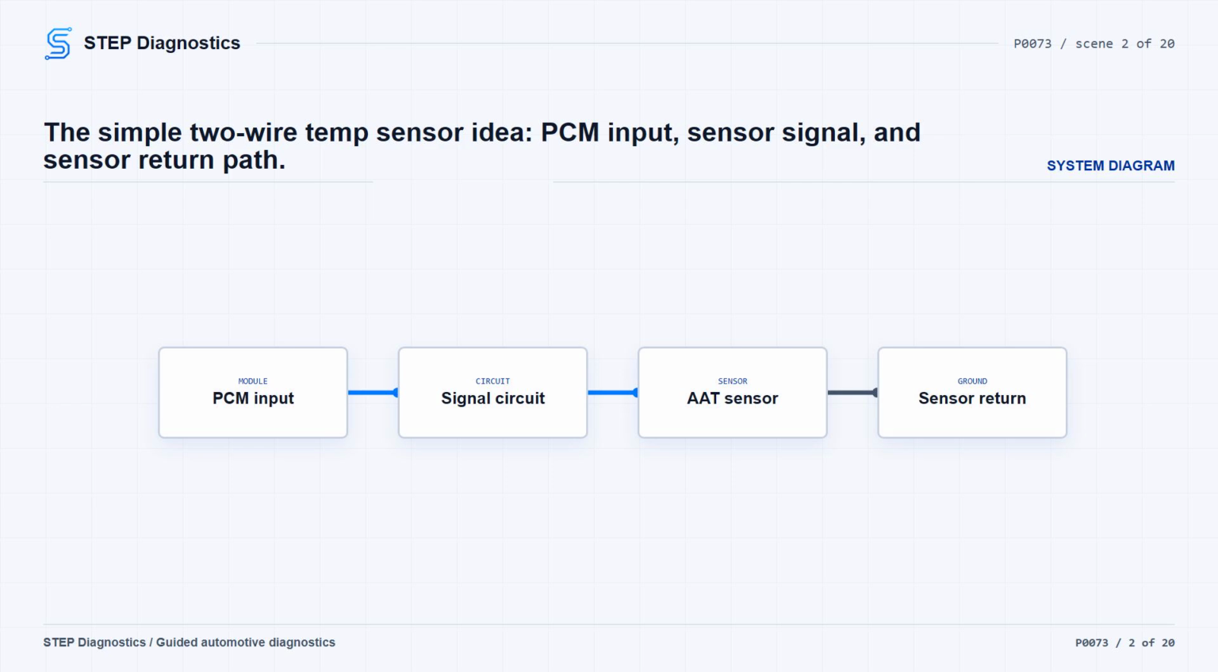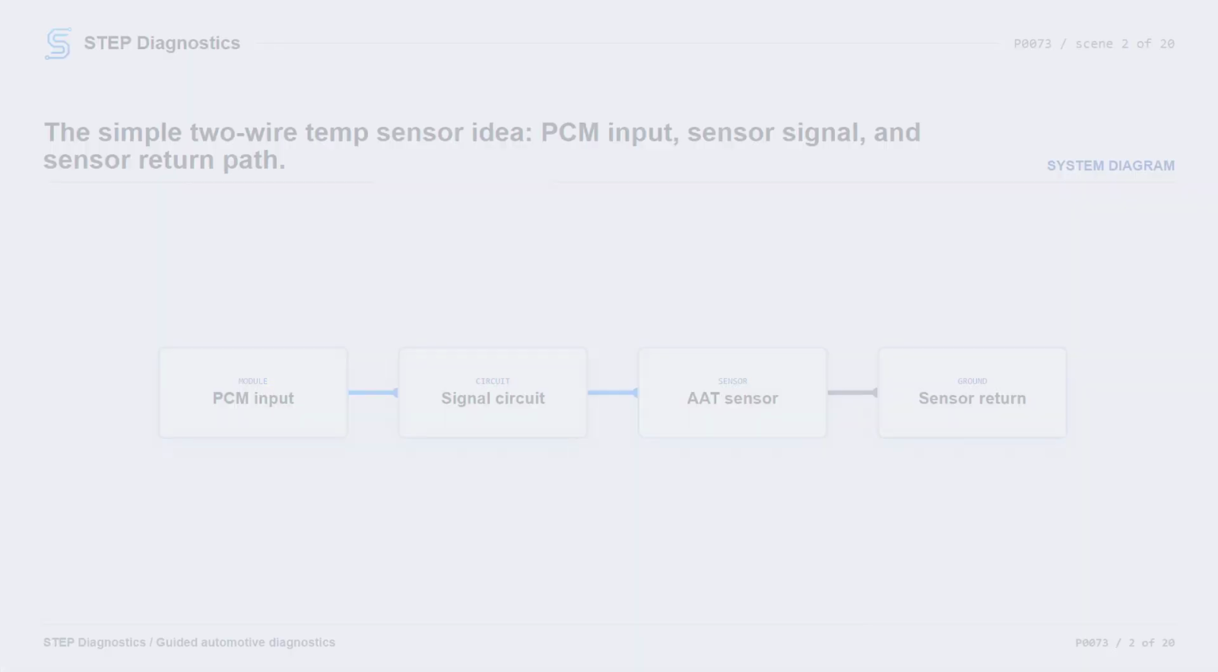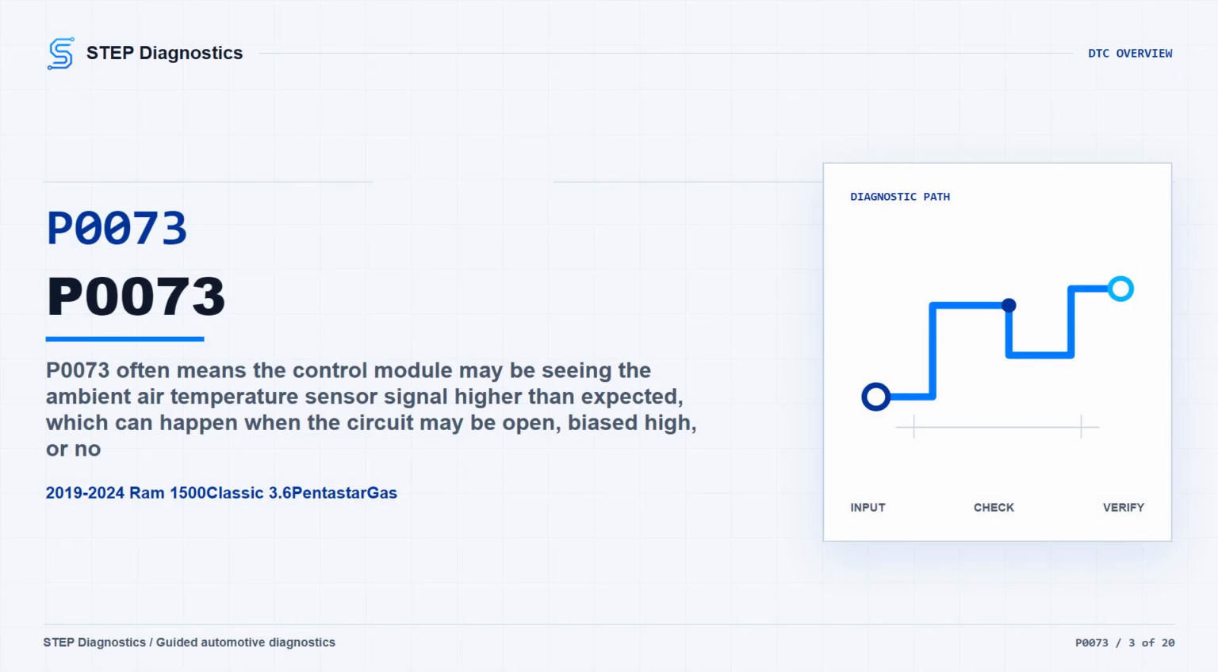This is a two-wire temperature sensor circuit built around a 5.0 volt reference signal. As a general guide, above approximately 4.9 volts would set a circuit high or open fault, and below approximately 0.10 volts will set a circuit low fault. In the fault criteria, the low side is typically in the 0.1 volt range, and the high side is typically in the 4.9 volt range.